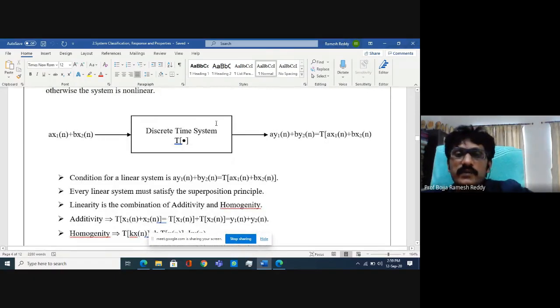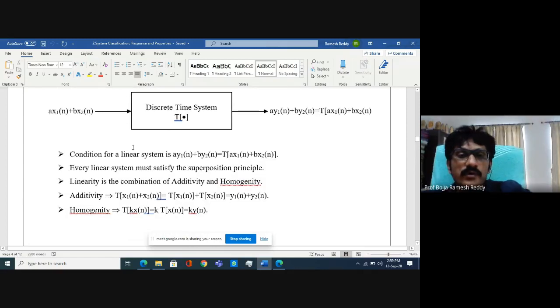Now see the final consolidation here. For a discrete time system, give a linear input like this: a x1 of n plus b x2 of n, and observe the output. That output is a y1 of n plus b y2 of n, the transformation of the input a x1 of n plus b x2 of n. This is the condition for a linear system. If these two are not the same, then the system is called non-linear.